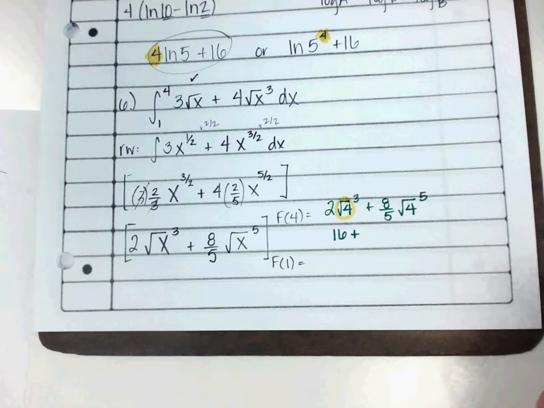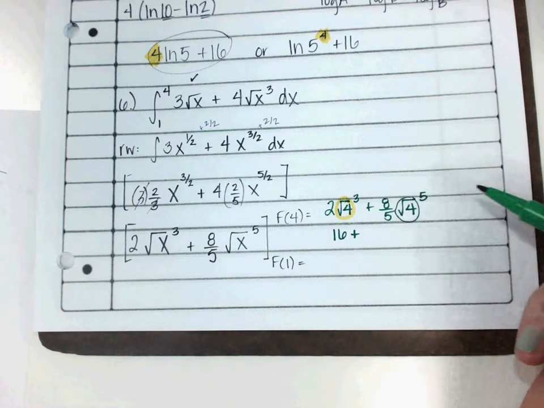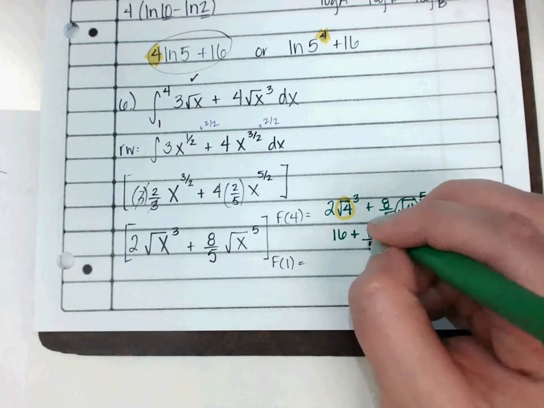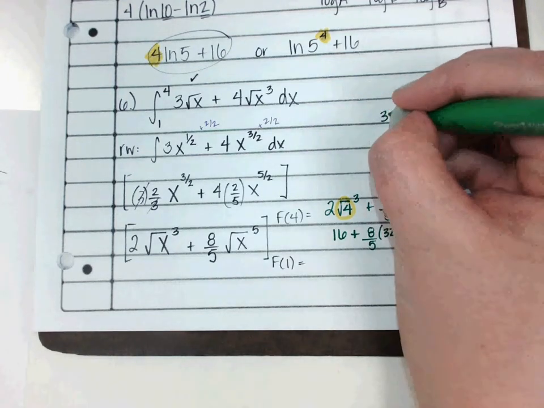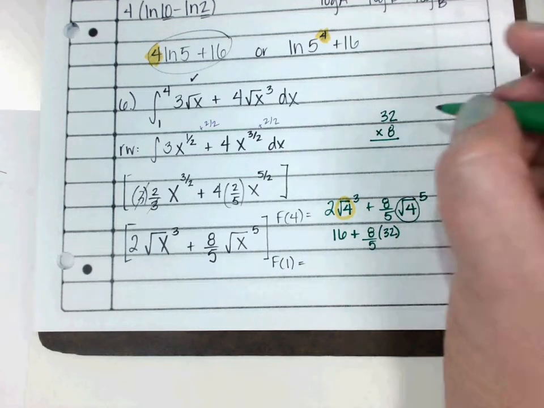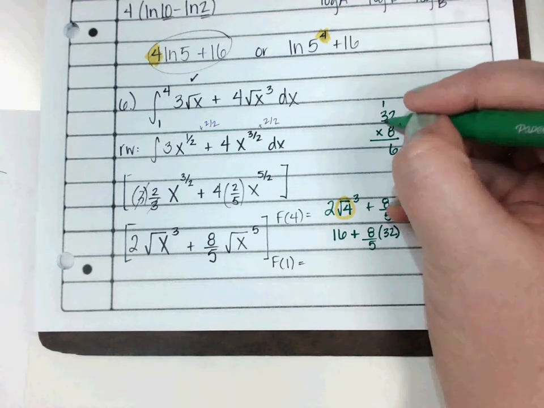Okay. Next one. Square root of 4, what is it? 2. What's 2 to the 5th? So I have 8/5 times 32. Now, if you don't know how to multiply, let's review. 32 times 8. 8 times 2 is? Carry the 1. 8 times 3 is? Plus 1?